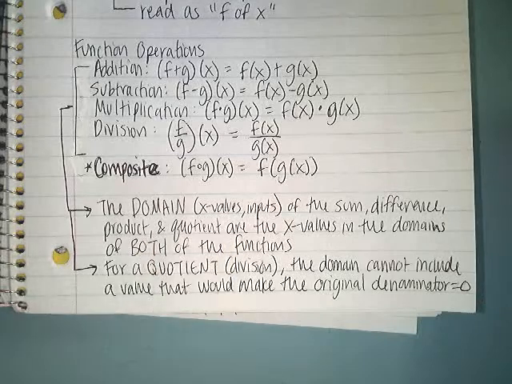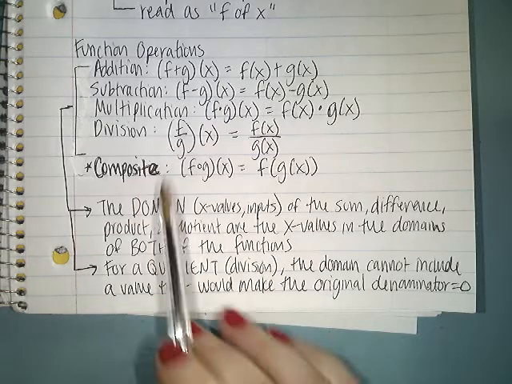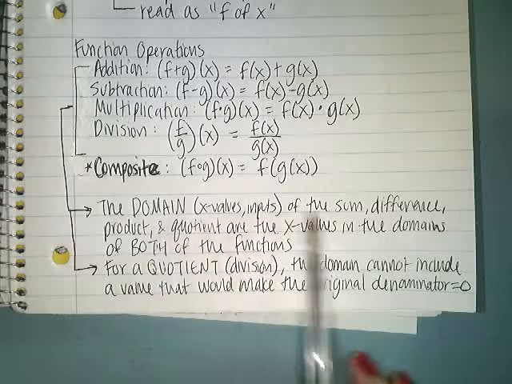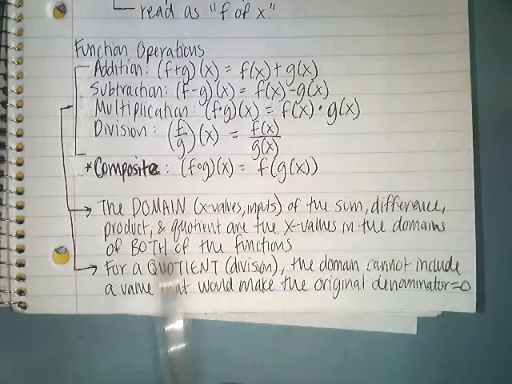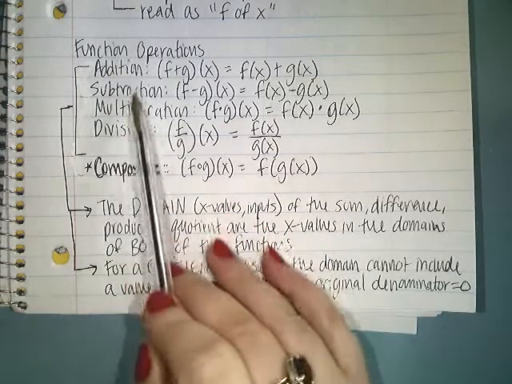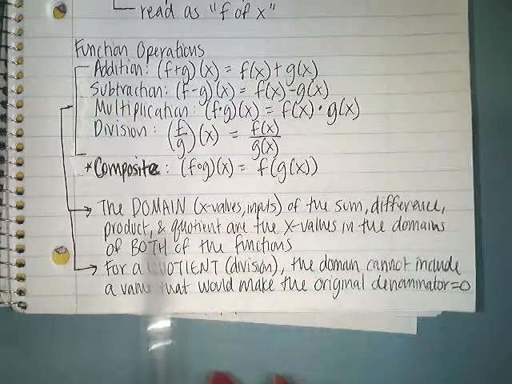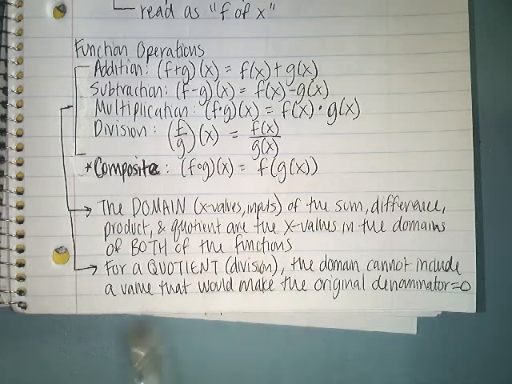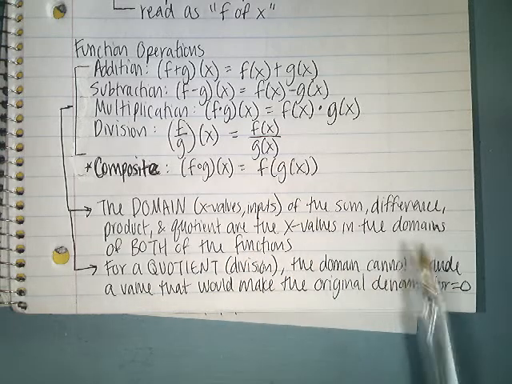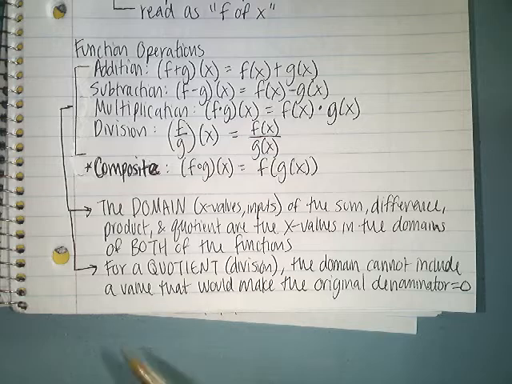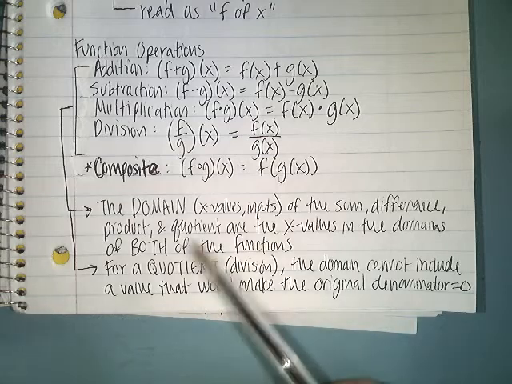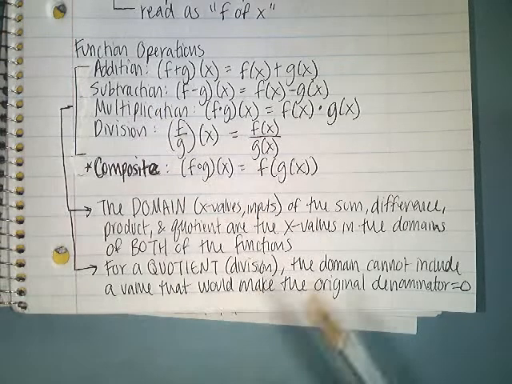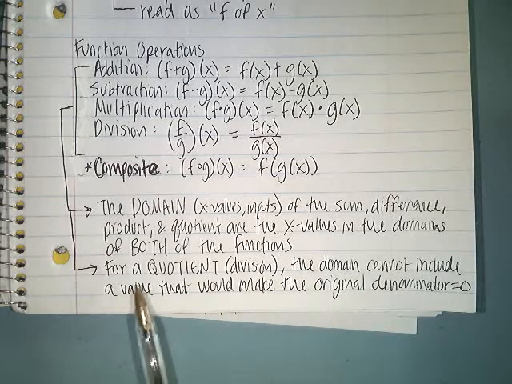The next thing I want to talk about is the domain, which, as you hopefully remember, is the x values, the input of a function. So when you're doing these operations, the domain is going to be the x values and the domains of both of the functions. When you do addition, subtraction, multiplication, division, or find the sum, difference, product, or quotient, the domain is going to be whatever values make both functions work. So it has to be within the domain of both functions in order to be in the domain of the function operation. I'll show you what that means.